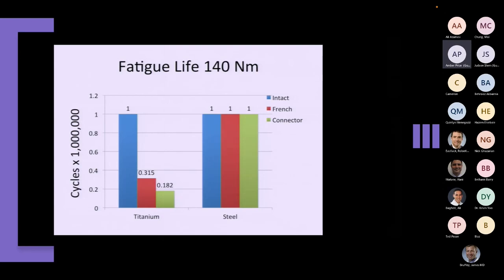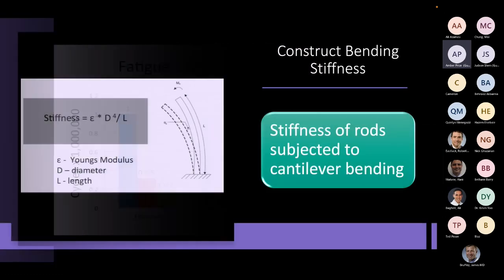So this was the comparison from a different paper that showed the fatigue life of titanium. And again, this is when it was exposed to different types of fridge benders or connectors. Again, that's showing its notch sensitivity, while steel doesn't have that. Stainless steel doesn't have that kind of sensitivity, and neither does cobalt chrome.